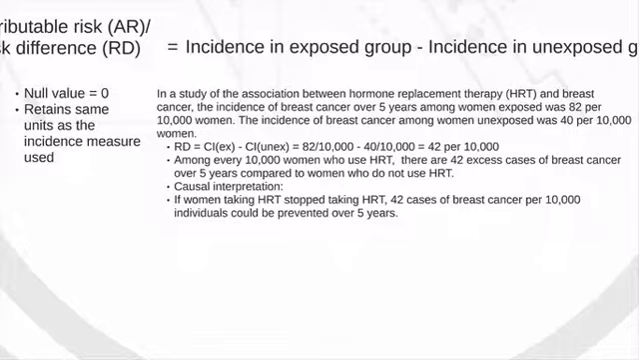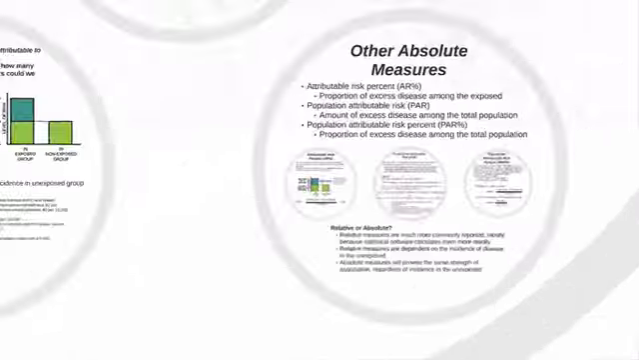So for a causal interpretation, if you felt really confident that there was a causal relationship between hormone replacement and breast cancer, and it wasn't just some correlation, you could say, if women taking hormone replacement therapy stopped taking it, 42 cases of breast cancer per 10,000 women could be prevented over 5 years. So you're moving from just saying it was associated with 42 per 10,000 cases of breast cancer to saying if we took this exposure away, we would save 42 cases of breast cancer per 10,000 women. Okay, hopefully you guys stuck with me on that one.